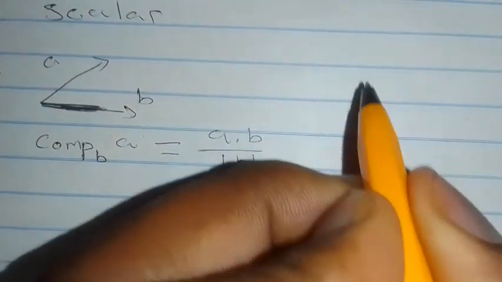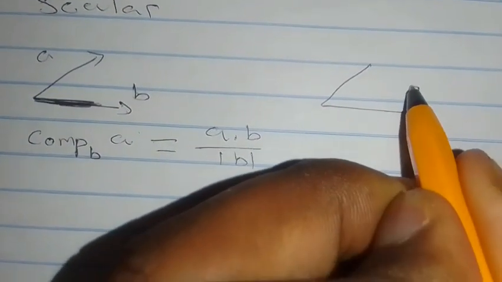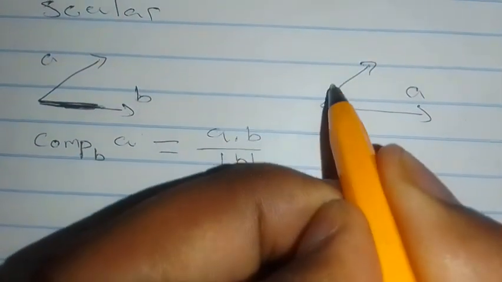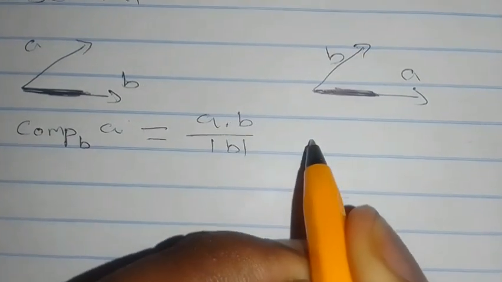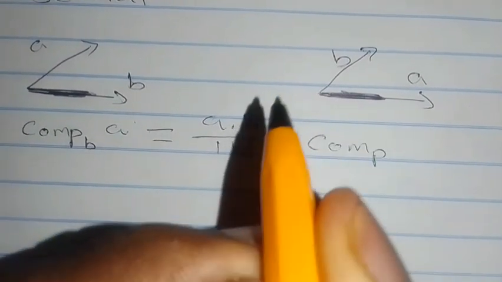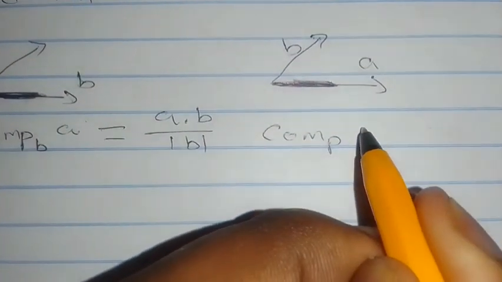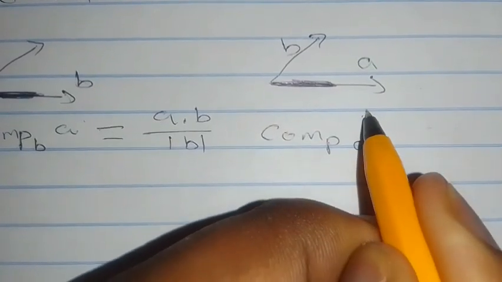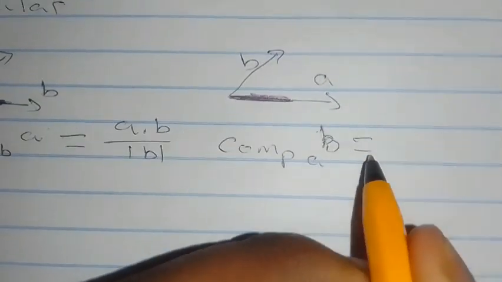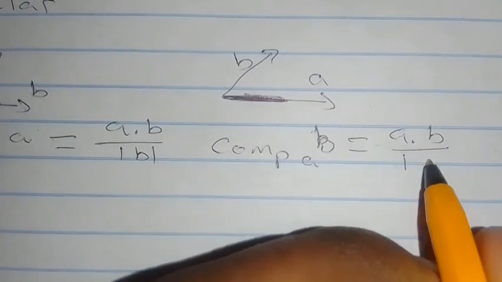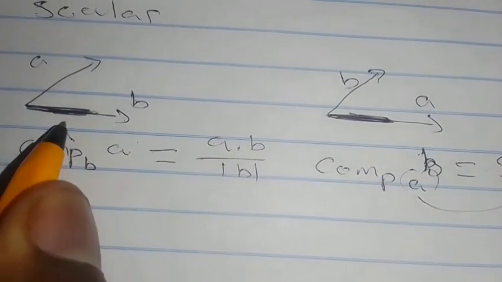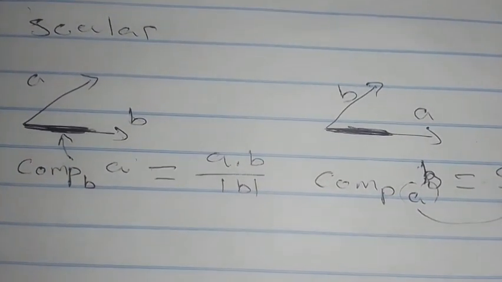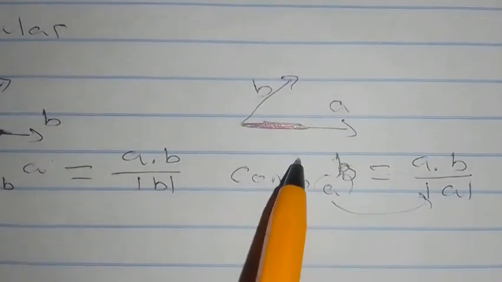Now if we are doing a scalar projection of B onto A, notice that for scalar we don't have directions. Right? It's directionless. So now let's say we are projecting B onto A. That will just be A dot B divided by the length of A, which is the length of this. So this is a scalar projection of A onto B, and this is a scalar projection of B onto A. It's just a similar case.